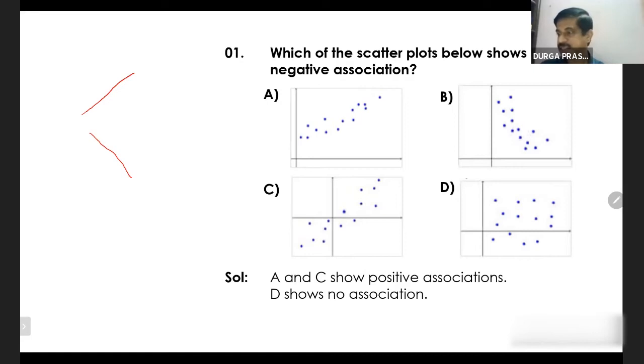And this is decreasing. So automatically the negative association should be B, because it is decreasing. Negative is decreasing. Positive is increasing. So these two are the cases of increasing. This is scattered, no relation at all. And this is decreasing. Right? Please note it quick.